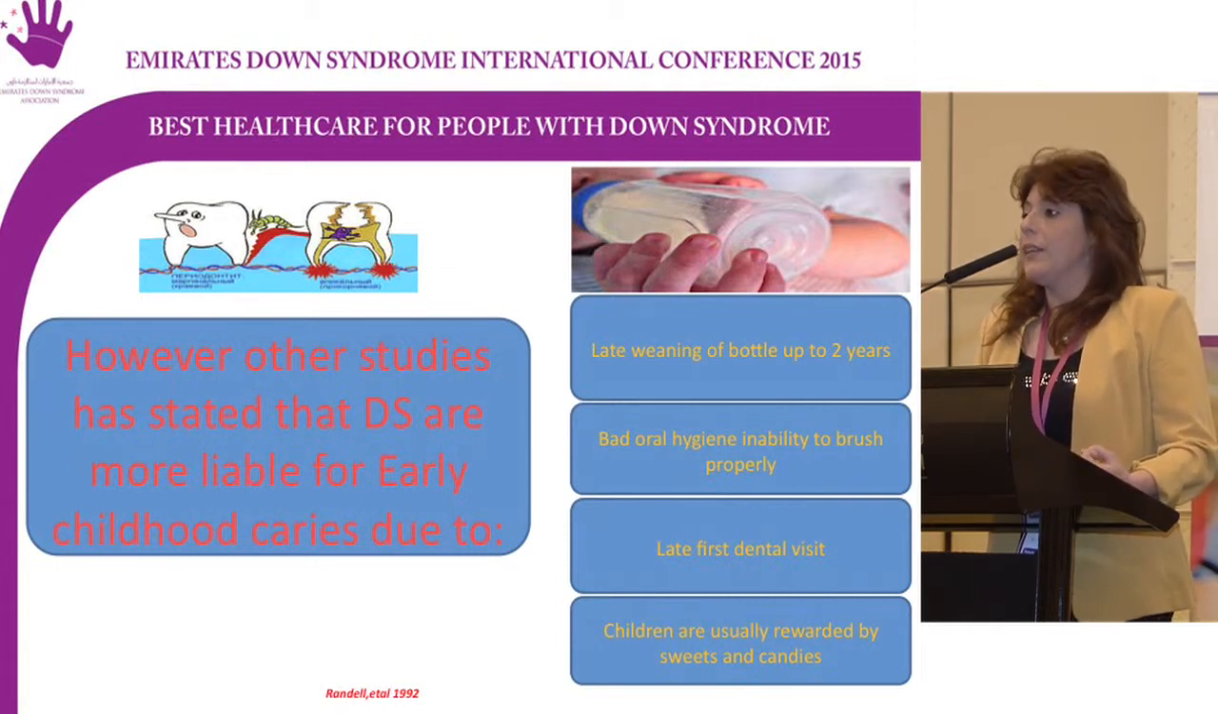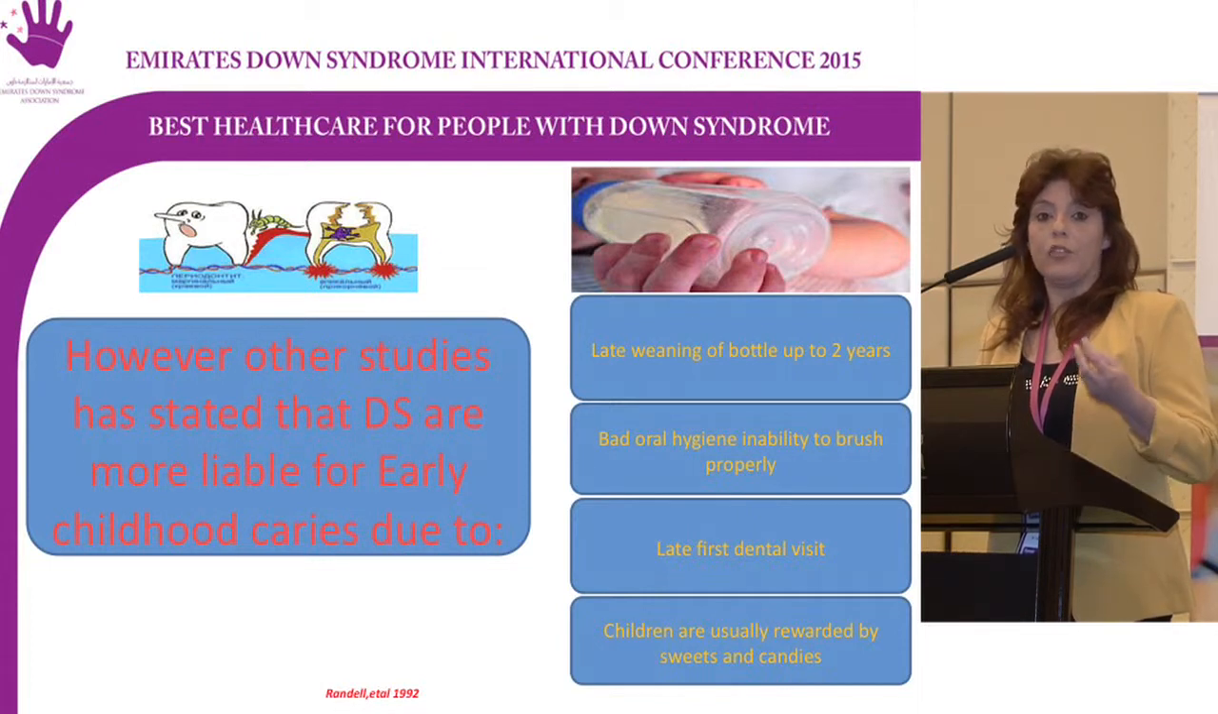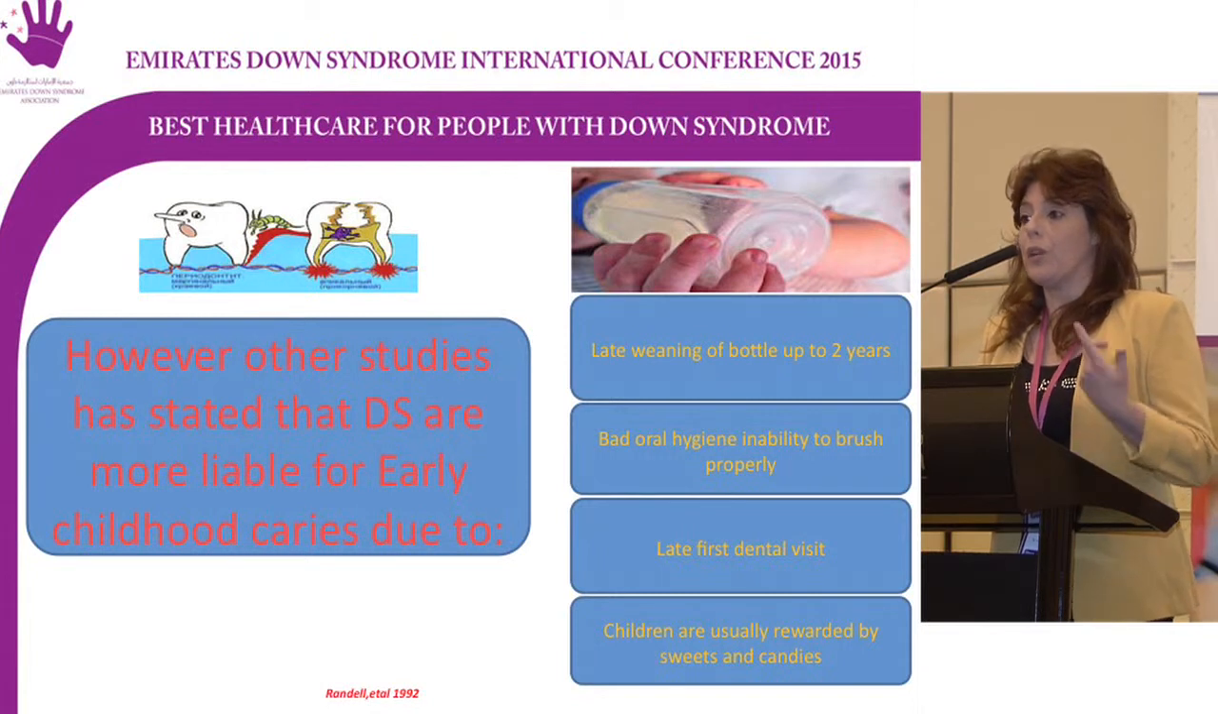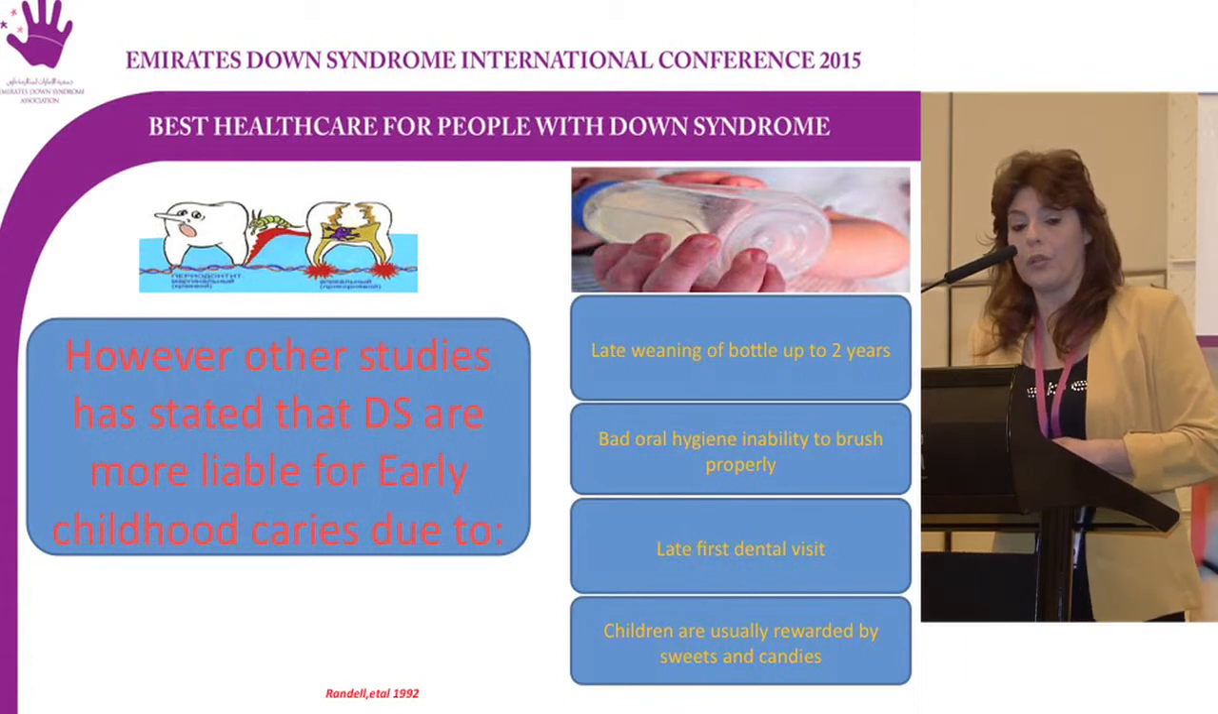And lastly, children with Down syndrome are usually rewarded by parents or by caregivers. They are usually rewarded, unfortunately, by sweets. They take chocolates, they take candies, so this is another cause why there are always polysaccharides in their mouths and the saliva becomes full of Streptococcus mutans.